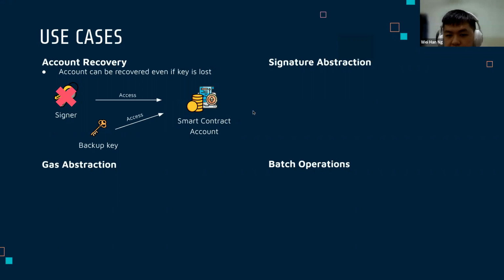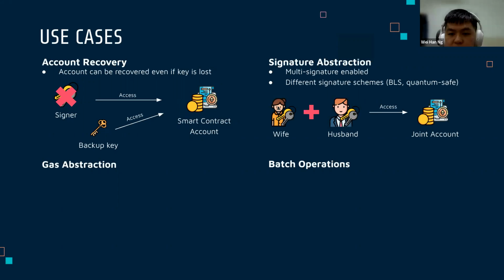And the second major use case is signature abstraction. Signature abstraction basically allows two things: multi-sig, or multi-signature, being enabled, and secondly, you can have different signature schemes. So let's say you don't want to go with the default signature scheme that Ethereum has, you can go with BLS, Quantum Safe, or whatever other signature schemes you like.